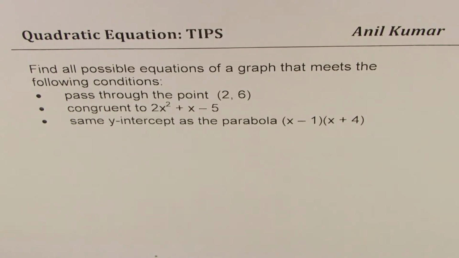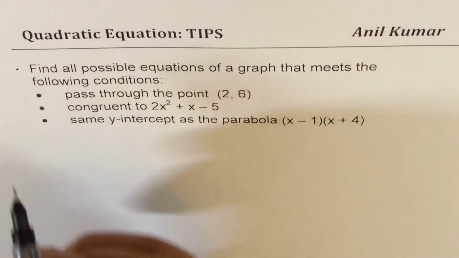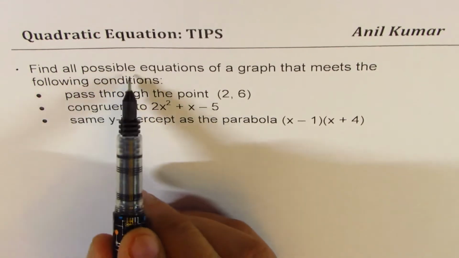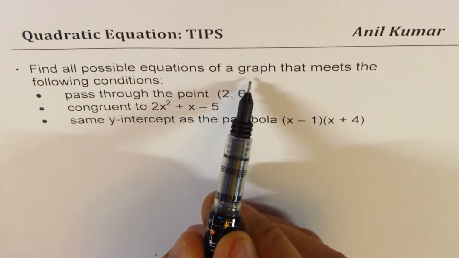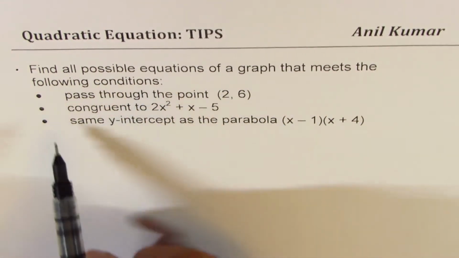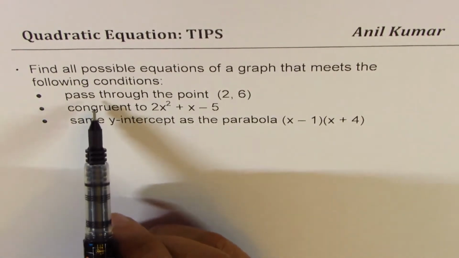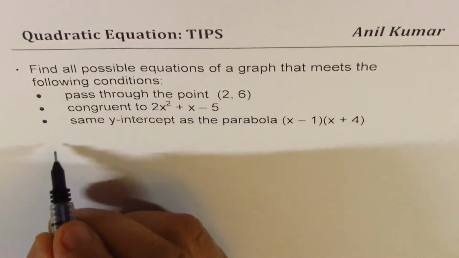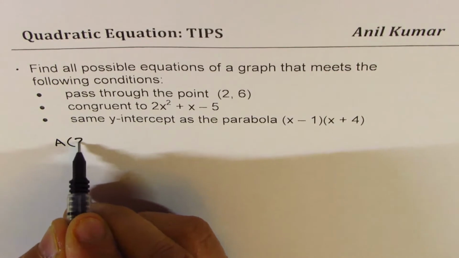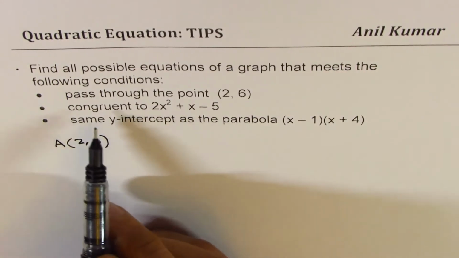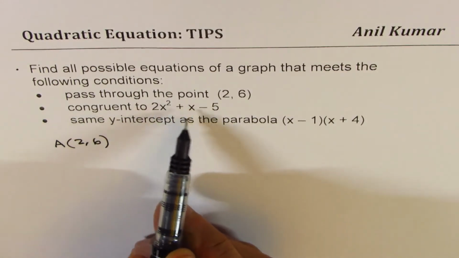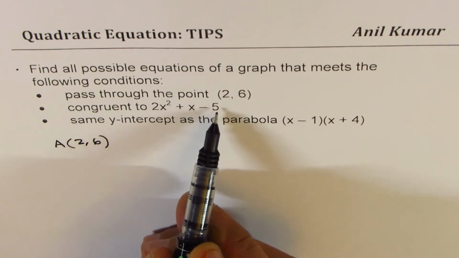Now this is a thinking question. The question here is, find all possible equations of a graph that meets the following conditions. We are given three conditions. It passes through a point (2, 6). Let's call this point A, which is (2, 6). It is congruent to 2x squared plus x minus 5.